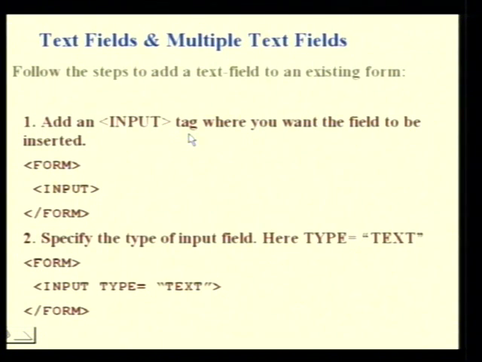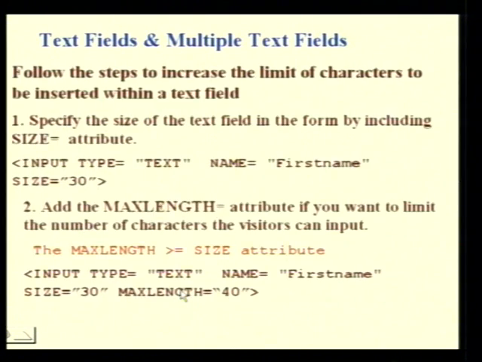Now coming over to the text fields and multiple text fields, there is a difference between each of these. Text field and multiple text field could be of a similar type, but text area is something different. I will show you the difference between each of these. Add the input tag, then add type equal to text, because I am adding a text widget. Then you say name equal to first name, size equal to 30, this is 30 pixels.